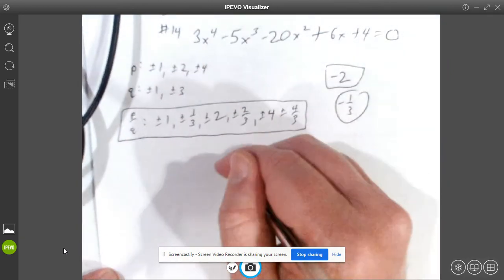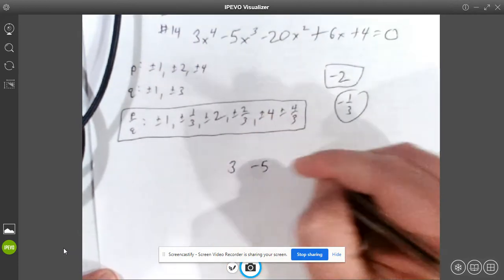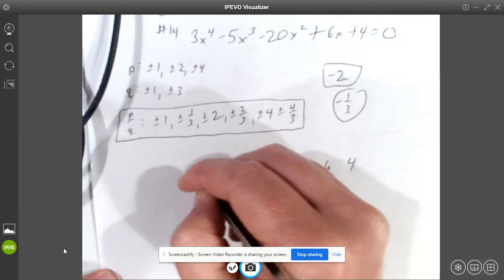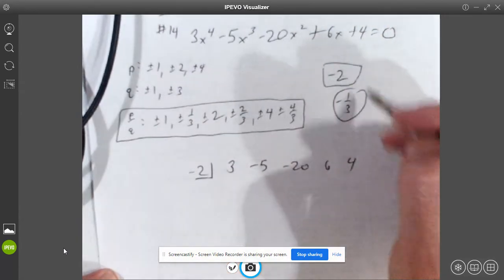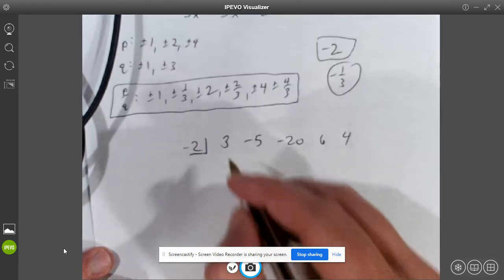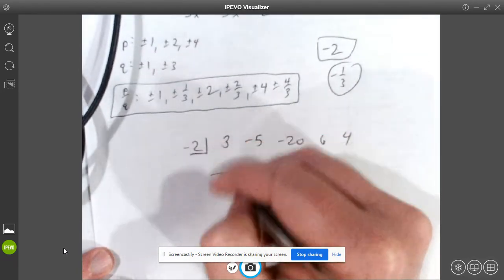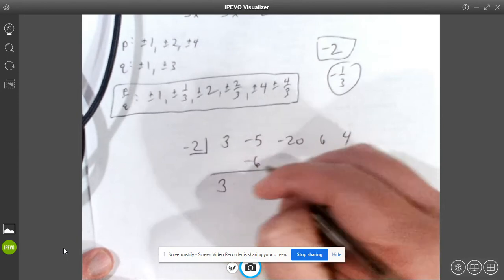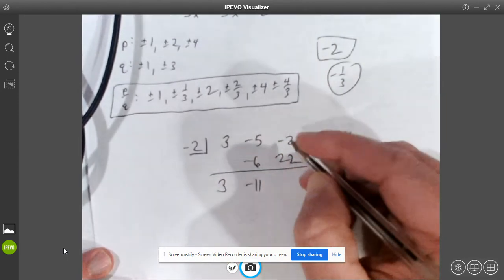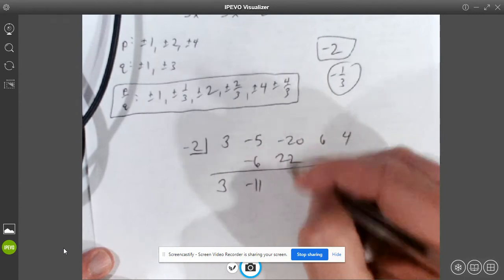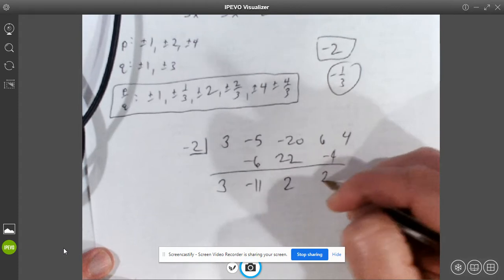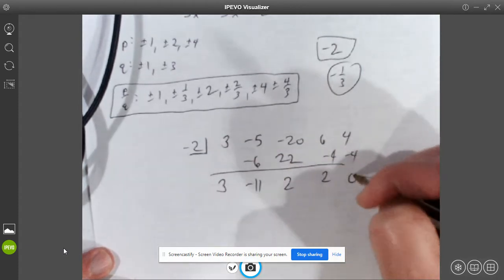So again, synthetic division is 3, -5, -20, 6, and 4. The first one I'm going to do is -2. You could do these in any order you want. It really shouldn't make a difference, but I'm going to do it with the first one I saw. And again, it's all add and multiply, right? So add, multiply, add, multiply, add, multiply, and add. Beautiful.